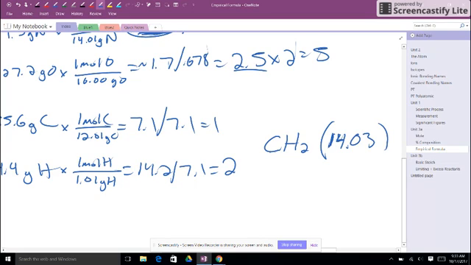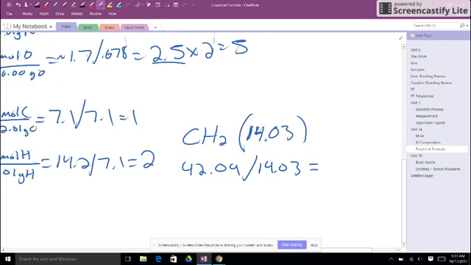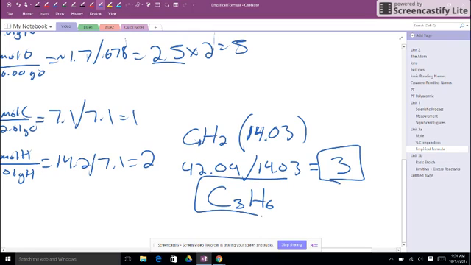The molar mass of CH2 is about 14.03. Let's take the molar mass of the molecular formula, 42.09 grams per mole, and divide it by that 14.03 to get our multiplier. So this multiplier is 3. So we're going to have to multiply each of these values by 3. And remember that there's essentially 1 carbon there. So our molecular formula would be C3H6. Hope this helped.